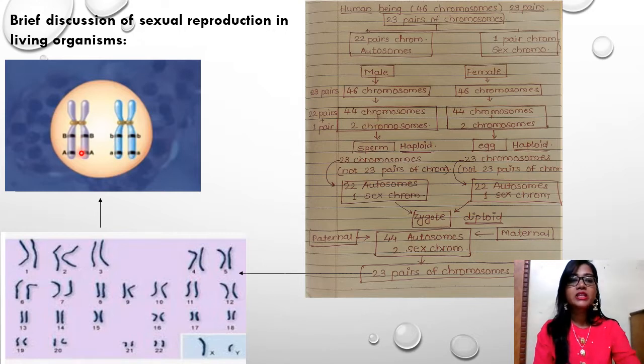What do these bands represent? These bands are genes. Okay, gene is the functional unit of inheritance, and alleles are nothing but the forms of genes.